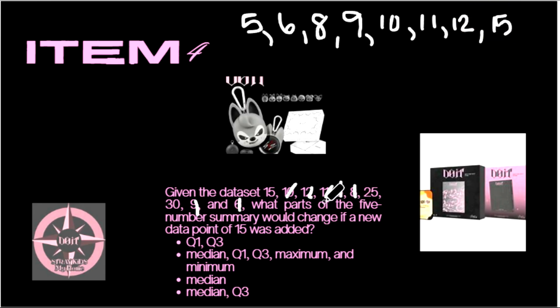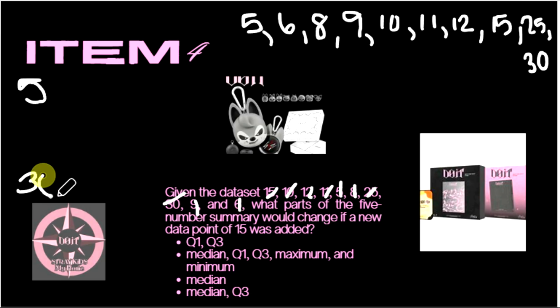Whoop, that's a beautiful 15. Boop, we have 25. And our last one, which of course I can't fit because that is my extra super special power, is 30. Okay, we've got them in order. Now, we need to figure out the 5-number summary for this, and then we need to add a 15 and do another 5-number summary. So our first 5-number summary, minimum is 5, maximum is 30.